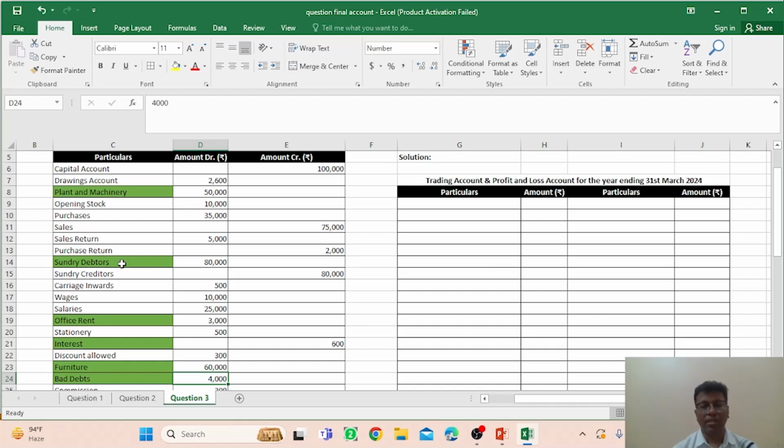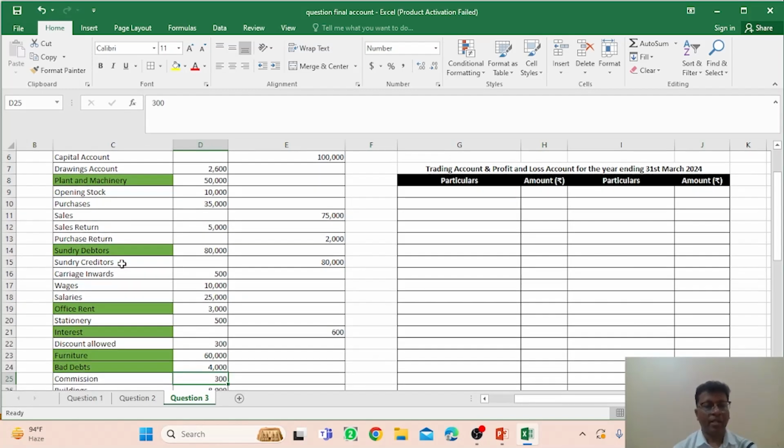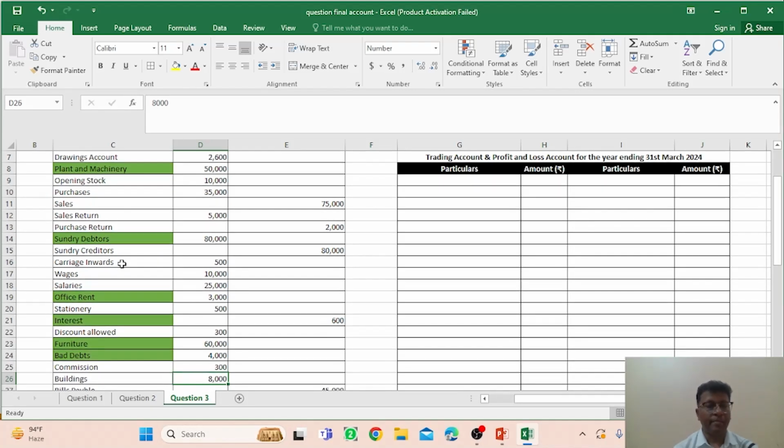It is to be shown in the P&L debit side. Commission may be received or paid. So here you observe that this is the debit amount. So you have paid the commission. It is an expense, would be a part of the P&L account debit side.